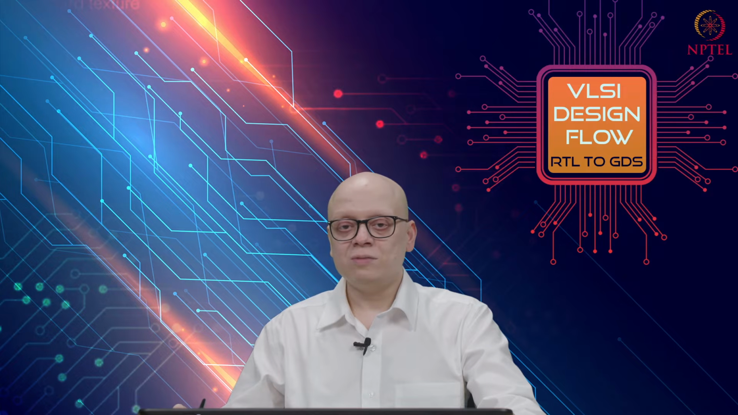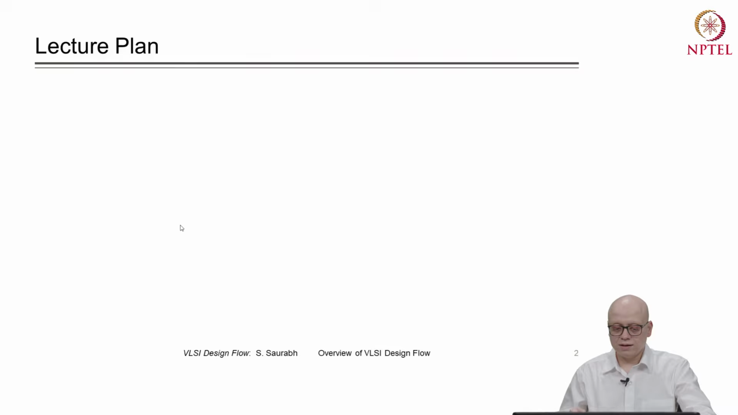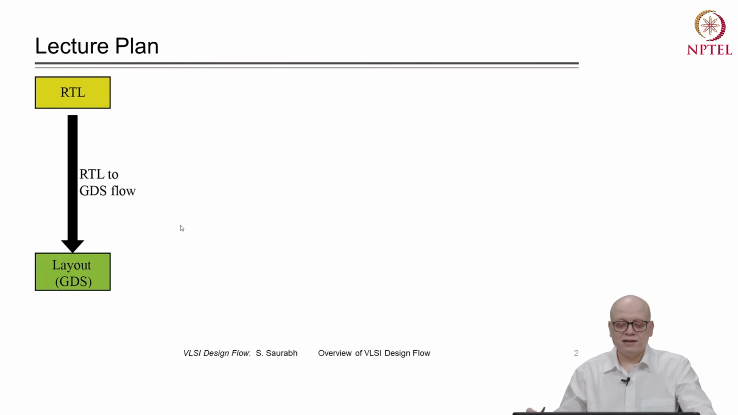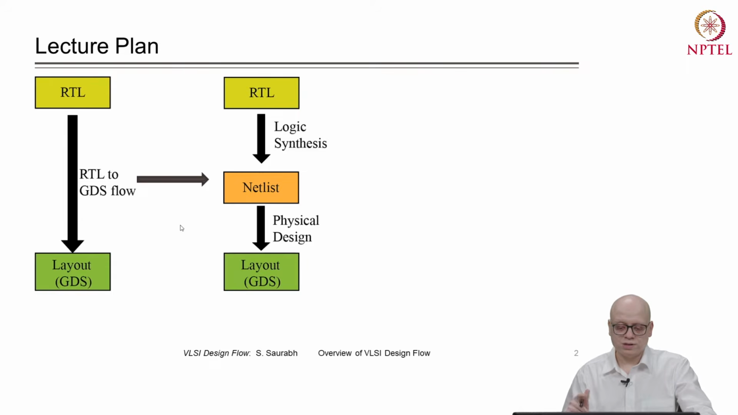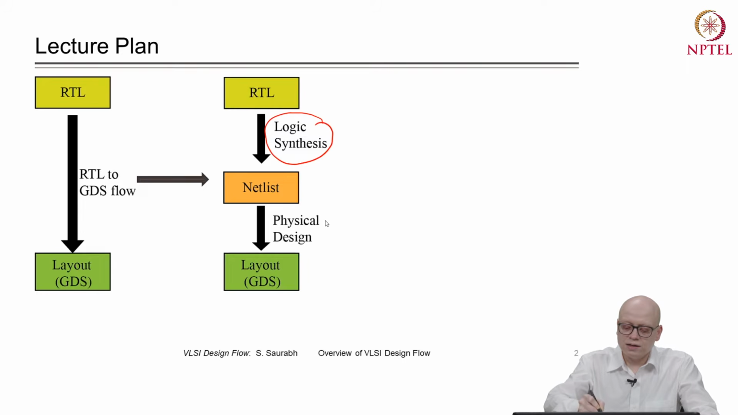In this lecture, we will be continuing with the overview of VLSI Design Flow. In the previous lecture, we had looked into RTL to GDS flow and we had said that we can divide the RTL to GDS flow into two major portions. The first part is the logic synthesis part and the second part is the physical design. In the previous lecture, we had looked into the logic synthesis part, and in today's lecture, we will be looking into the physical design part.